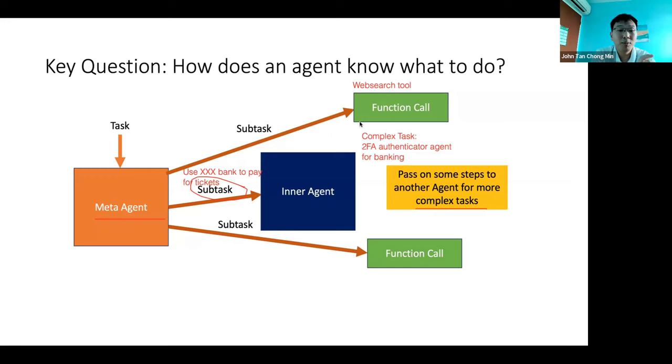How much information should we tell the inner agent? Or rather, how much information does the meta agent need to know? How much of what the inner agent is doing is required knowledge for the meta agent? Yeah. Only the relevant ones. Yeah. So Brian said only the relevant ones.